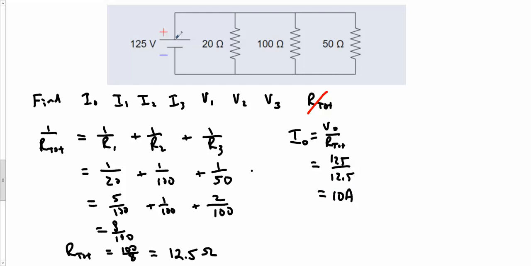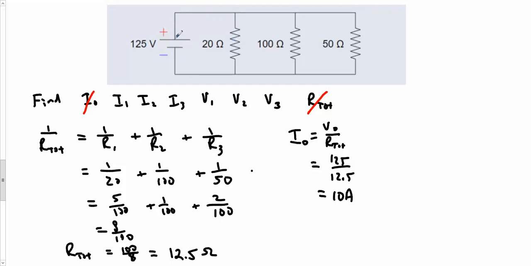10 amps of current leaves the battery, goes down here, 10, 10, 10, 10, 10, and here it splits. I need to figure out how they're going to split. So I have I0 now. Next up, let's use the shopping rule. Mom gives me $125. If I go this way, how much am I going to spend here? Mom gave me $125. I've got to spend it all before I go back to her. I'm going to spend $125 here.